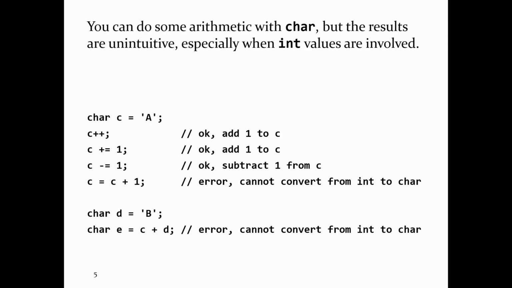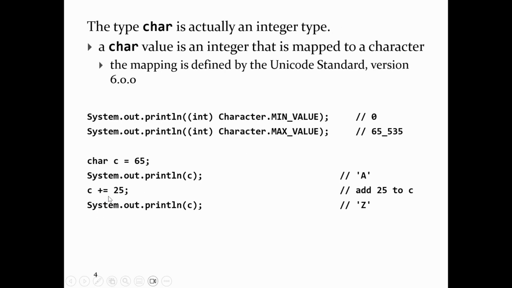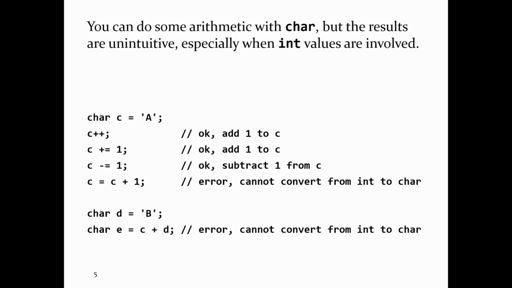Okay, so you can do arithmetic with char. I just did it. I added 25 to the value c. The language does let you do arithmetic with char, but the results are very unintuitive, especially when you use int values in combination with char. What you expect will happen doesn't always happen or is not allowed to happen. It's very strange. Okay, so I'm going to start with the letter A.